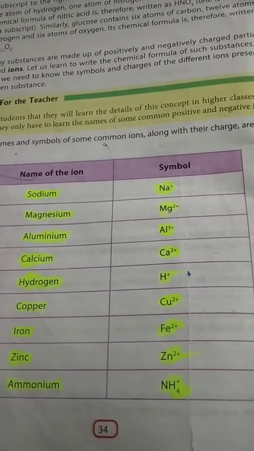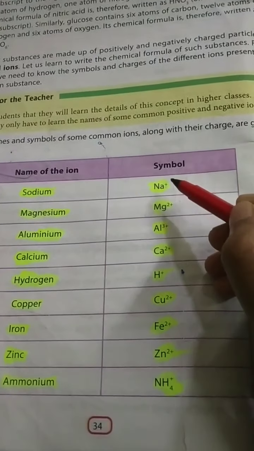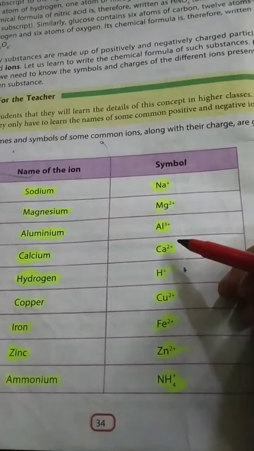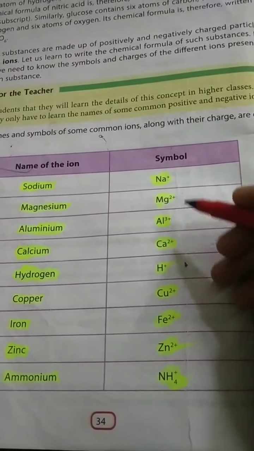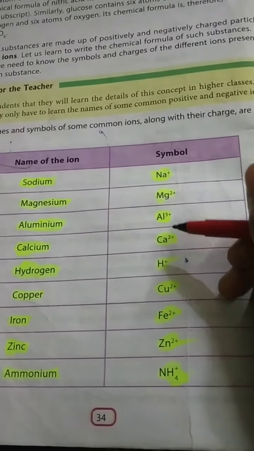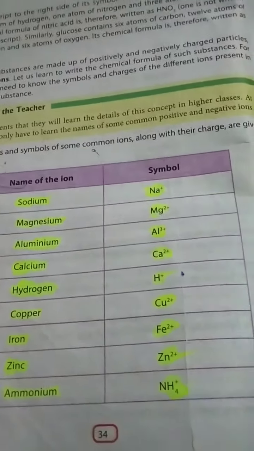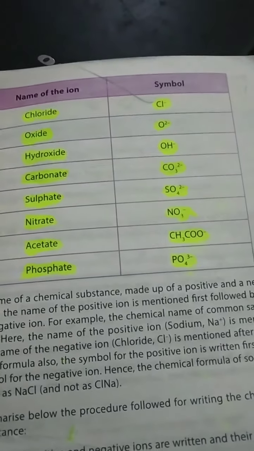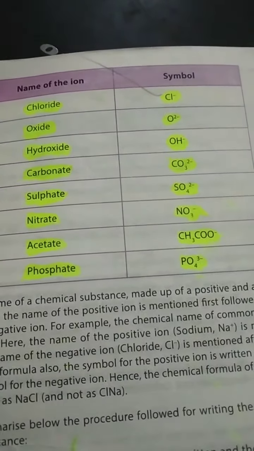So you can understand that these pluses are just showing how many charges there are. Here is the +2 charge, here is the +3 charge. Same like that, if we talk about chloride, oxide, hydroxide, carbonate, sulfate, you can see there is a single negative charge, here a double negative charge, again a single negative charge, and in the case of carbonate, again a double negative charge.